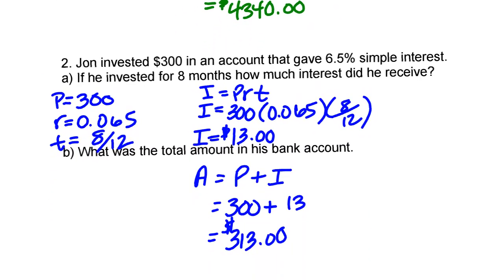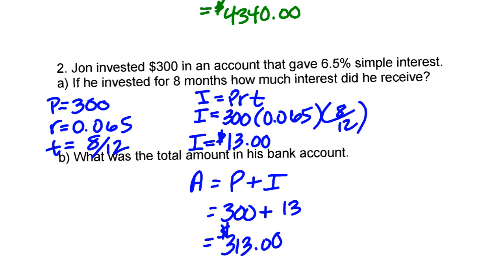John invests a certain amount of money, right? We do exactly the same thing as before, but this one says he invests $300, right? But then you get 6.5% simple interest. So we have to change that simple interest to 0.065. But then he invests it only for 8 months.